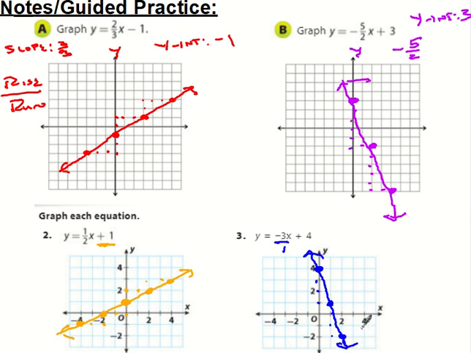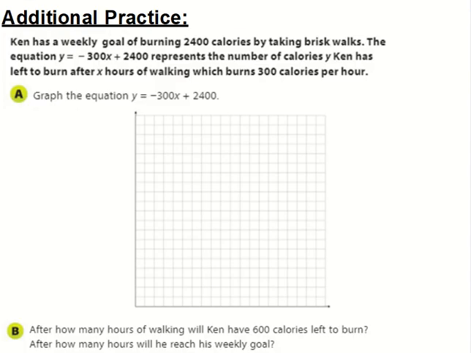Okay? And that's all we got. Okay, so negative slope, it's going downhill from left to right. Positive slope is going uphill from left to right. We always start from our y-intercept, and then we use our slope from there.